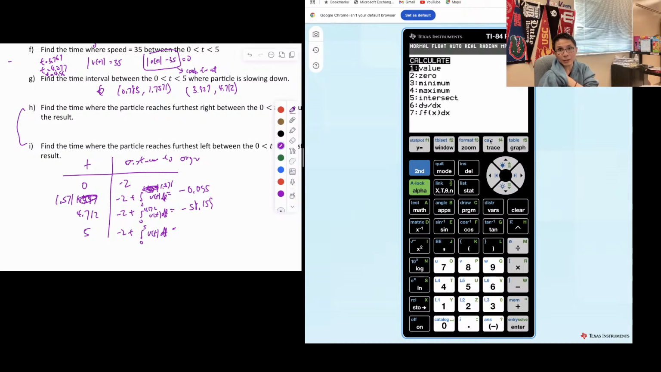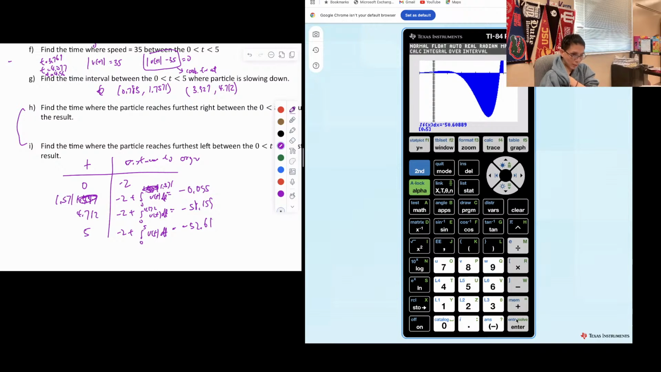So those are things that you had to pay attention to. And from 0 to 5, it's going to be negative 52.61. So the initial condition matters for the final positions, but it does not matter for total distance, average velocity, or average distance. It doesn't matter where you start. The only thing that initial conditions impact is the final positions. Am I confusing or no?